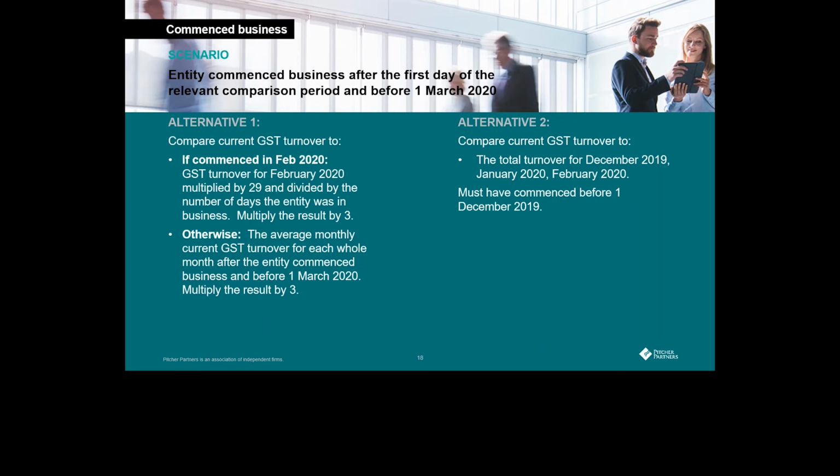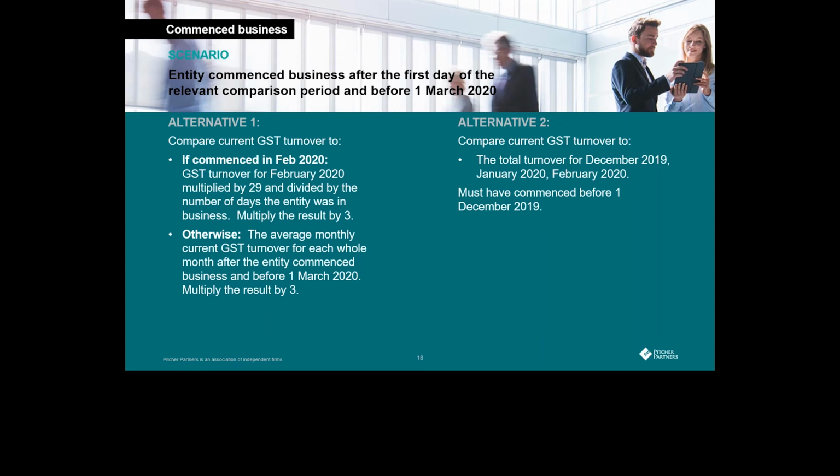This is one of the most concessional alternatives that the Commissioner provides because there are two options available to you. The first option looks at the average turnover over the period in which the entity was operating the business prior to that 1st of March. So under this approach, you basically take the average monthly turnover and multiply it by 3 to give you a representative quarter in which to compare the 2020 turnover. For businesses that commenced in February 2020, there's an adjustment which essentially just calculates the average daily turnover and multiplies it by 29 to get an estimate of what a full month's trading would have been.